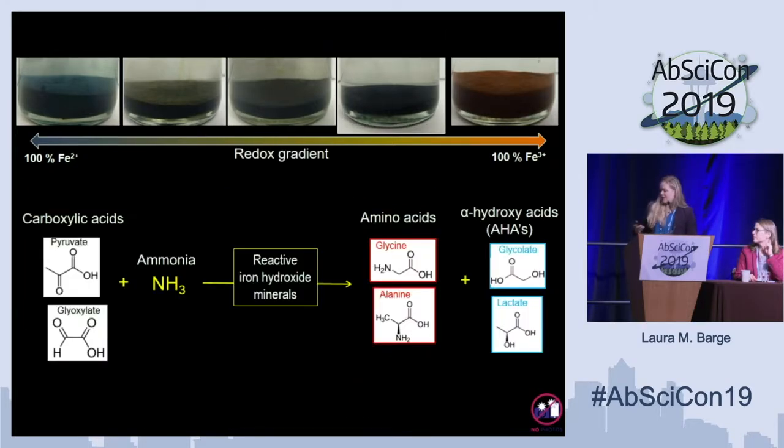And so the reaction that we are interested in, and seeing how it is affected by redox gradients, is reacting these simple organic acids with ammonia, which can be sourced from various geochemical mechanisms, and then seeing what happens when we react this with ammonia in the presence of minerals or just an aqueous solution. And so each carboxylic acid, if you react it, can give you a specific amino acid or a specific alpha hydroxy acid. So pyruvate could give you alanine or lactate. Glyoxylate can give you glycine or glycolate.